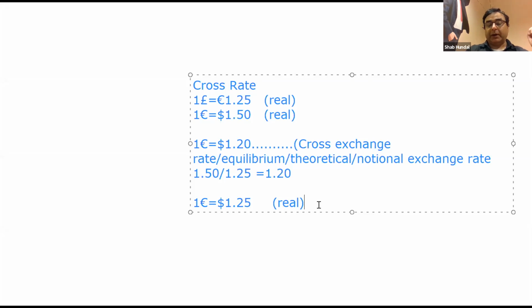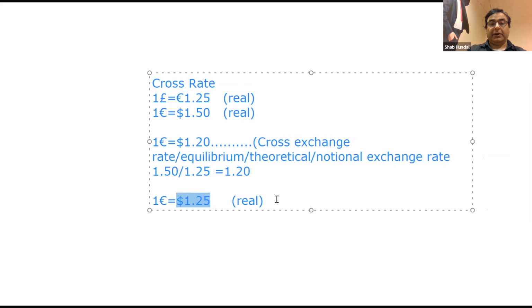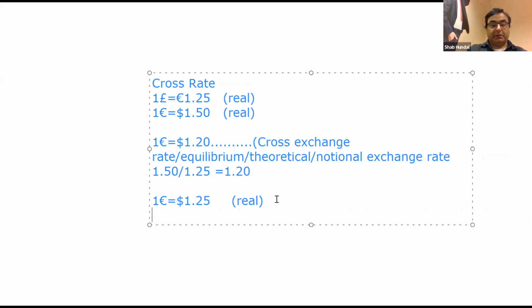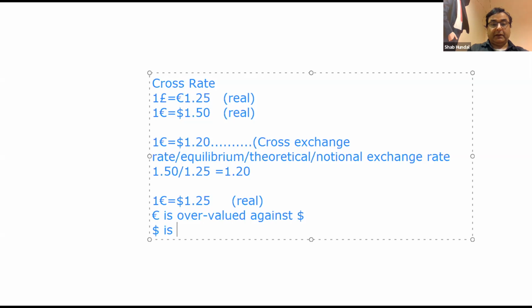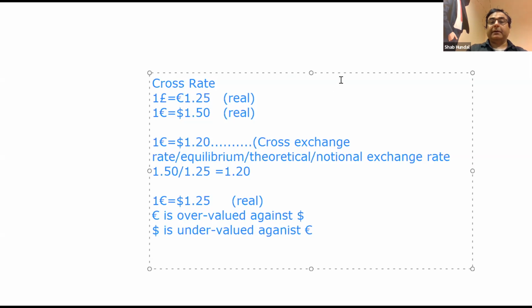The price of pound should be the price of, sorry, my apologies. So the price of €1 should be this, but the price of €1 is this. It means euro is selling more expensive. The euro's price should be this in American dollars, but the euro is selling for this much, 1.25. Okay, so it means that euro is overvalued against the dollar, or I can also say that dollar is undervalued against euro.